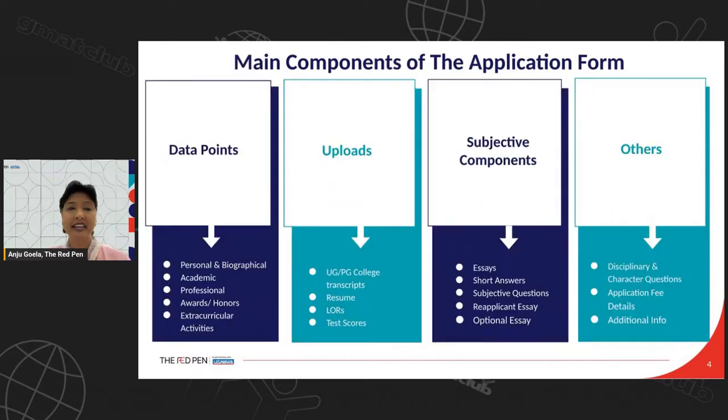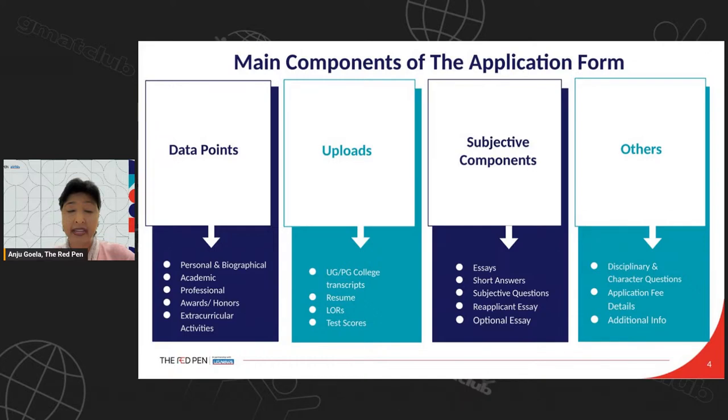Right. So what I have done is I have bucketed the main components of the application form into 4 distinct segments. What happens with the application form is most candidates only start working on it a few days before the submission deadline, or sometimes even on the date of the deadline. But that's a complete no-no. That is something that you should absolutely avoid doing. And I'll tell you the reasons as I go along.